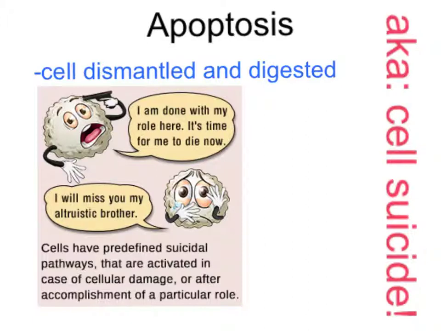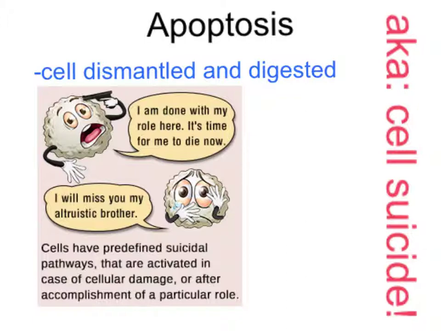Oh no, apoptosis. That is otherwise known as cell suicide. Apoptosis is a cell dismantled and digested. It is triggered by signals that activate a cascade of suicide proteins. And this happens because 1, it protects the neighboring cells from damage, and 2, animal development and maintenance. This may be involved in some diseases, and interference may contribute to cancer.